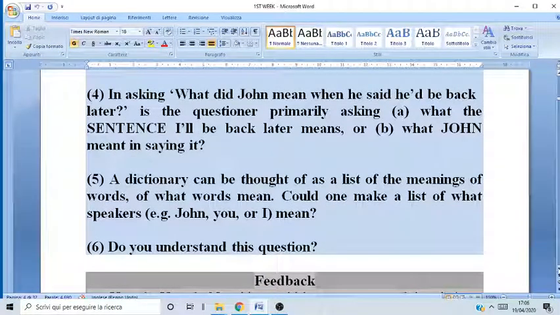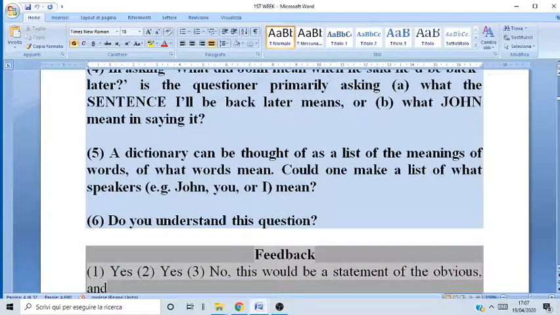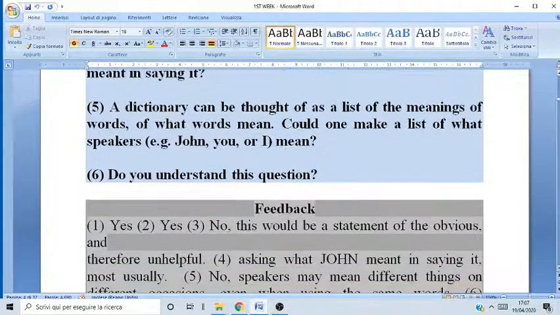A dictionary can be thought of as a list of the meanings of words, of what words mean. Could you make a list of what speakers, like John, you, or I, mean? And number 6, do you understand this question? As you can see, it gets weirder and weirder, apparently. So let's go down to the feedback.